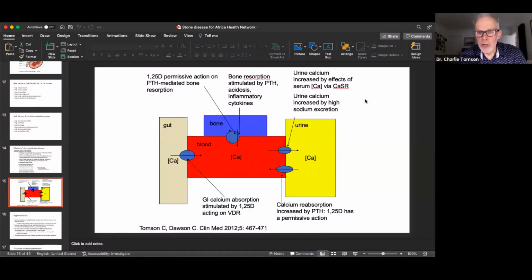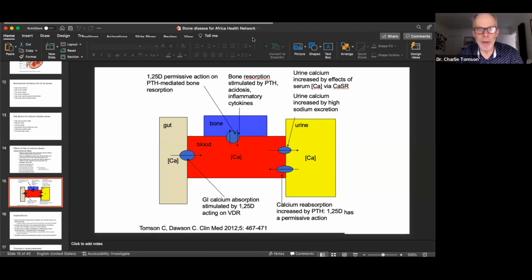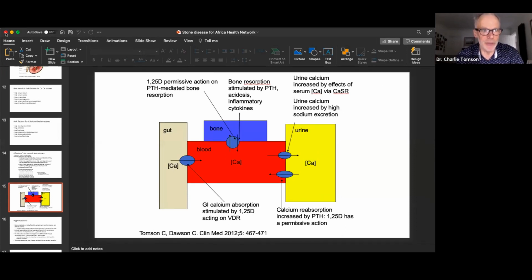So here we are. To answer the question about urine and sodium, all I've said in this illustrative slide from a review we did several years ago is that urine calcium is increased by high sodium excretion. But I don't think I can give you a precise and convincing explanation. So I'm going to minimize that for now.